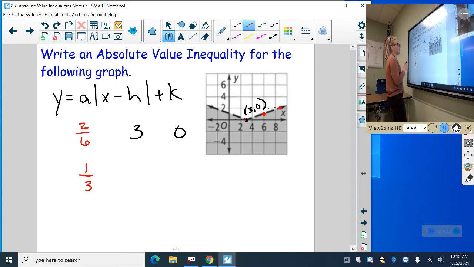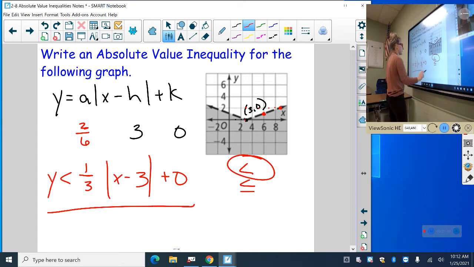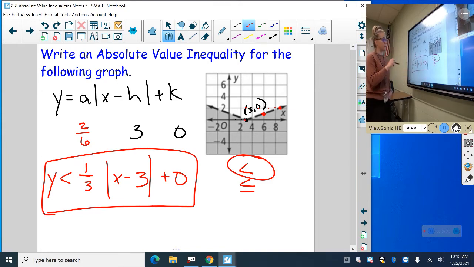And then I have to replace my inequality symbol. Is it shaded below or above? And what kind of line? Well, it's shaded below, which means I'm going to have less than or less than or equal to. And since I have a dotted line, that means I have to have less than. So I'm putting that less than symbol in here. And I have 1/3, and then plus 0, x minus 3, and there it is. Okay, now this graph is ugly because of the way it's numbered, so let's try another one that looks a little nicer.